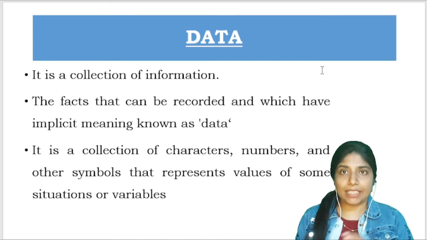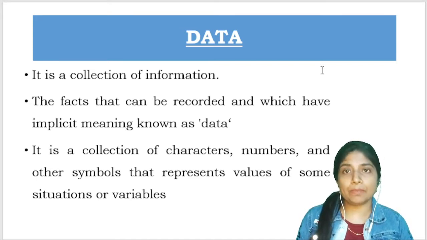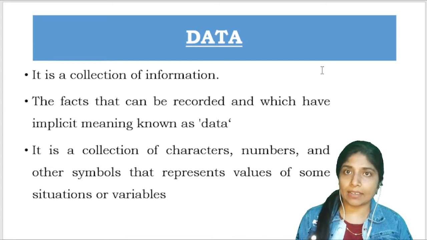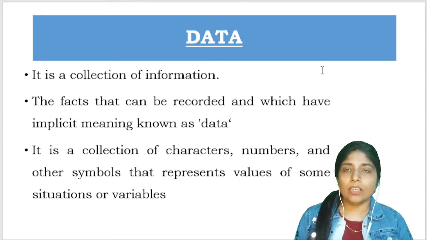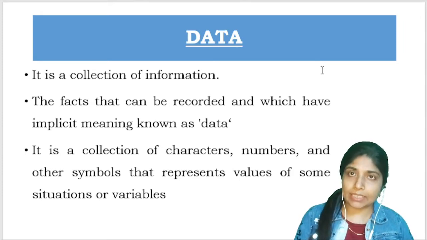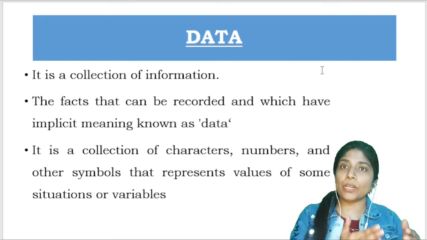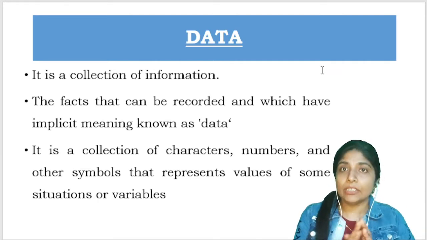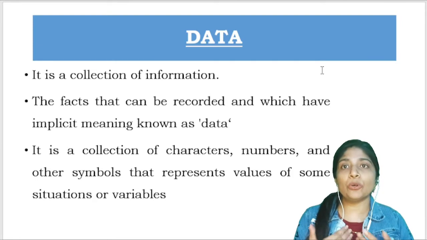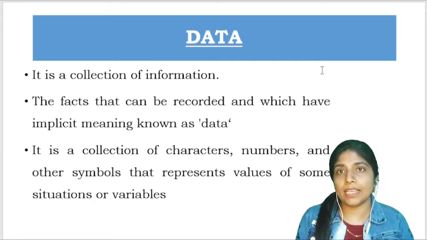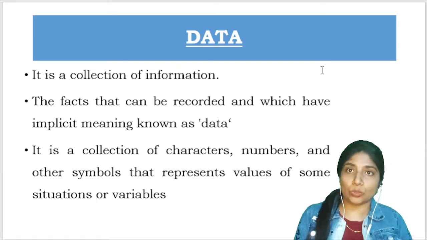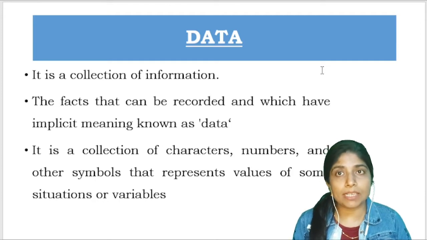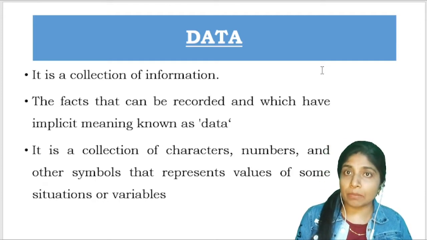The facts that can be recorded and which have implicit meaning are known as data. So the facts about a pencil are the data about the pencil. This can be a collection of characters. If you are storing the name of the pencil, it is a name, characters, isn't it? So it is a collection of characters. If you are going to save the price of the pencil, it will be stored in terms of numbers. So that data can be in the form of numbers. Data can be in the form of special symbols. So data can be characters, numbers, or special symbols.